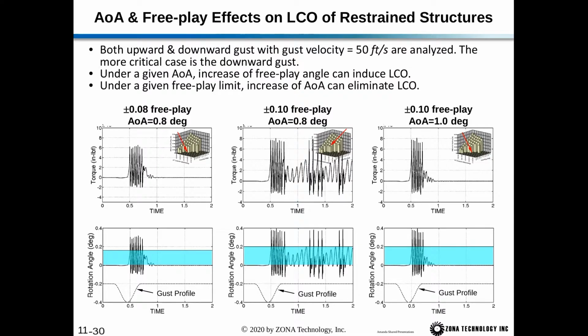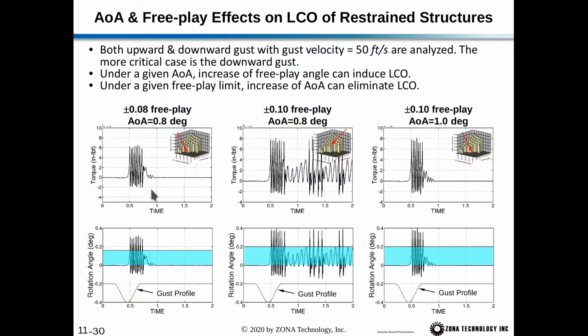So we'll look in more detail here. Both the upward and downward gust with a gust velocity of 50 feet per second are analyzed, and the more critical case is the downward gust. Now, under a given angle of attack, an increase of free play angle can induce LCO.